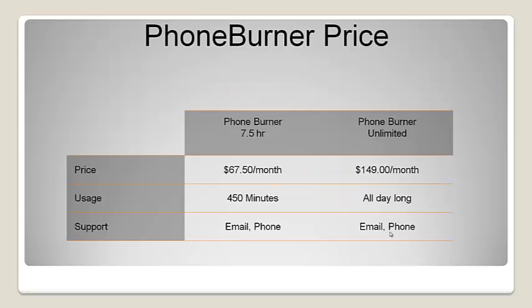So real quickly, I just want to go over our PhoneBurner pricing again. I like to do this at the end of all of the little tutorials that I do. We've got two account levels. PhoneBurner 7.5 hour is $67.50 a month. It gives you 450 minutes that do roll over. So if you don't use all those minutes, they will roll over to the next month. It does come with email and phone support. So the 7.5 hour plan is for that person that's only going to do a couple hours of dialing a week, not really looking to do a lot of dialing. Now PhoneBurner Unlimited is for that individual that's going to be dialing daily. You may be doing an hour, 2 hours, 8 hours a day. So it's $149 a month. You can use it all day long, and of course you've got email and phone support.